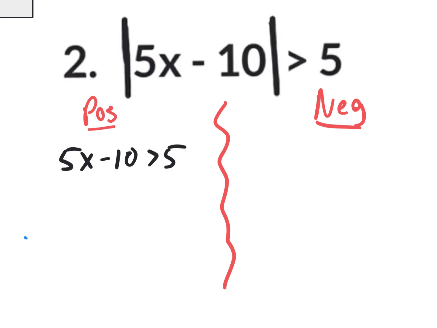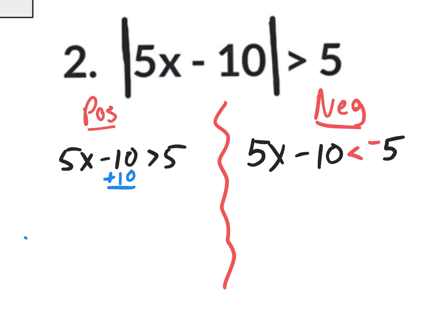Now for the negative situation, same thing. You're going to write it exactly the way it is without these absolute values. But on the negative situation, you're going to flip the inequality symbol and change that to a negative. Everything else stays the same. So we're going to leave it exactly the same, 5x minus 10. We flip the inequality symbol. Instead of greater than, it's going to be a less than. And instead of a positive 5, we're going to make that a negative 5. So we have both situations. We need to solve both.